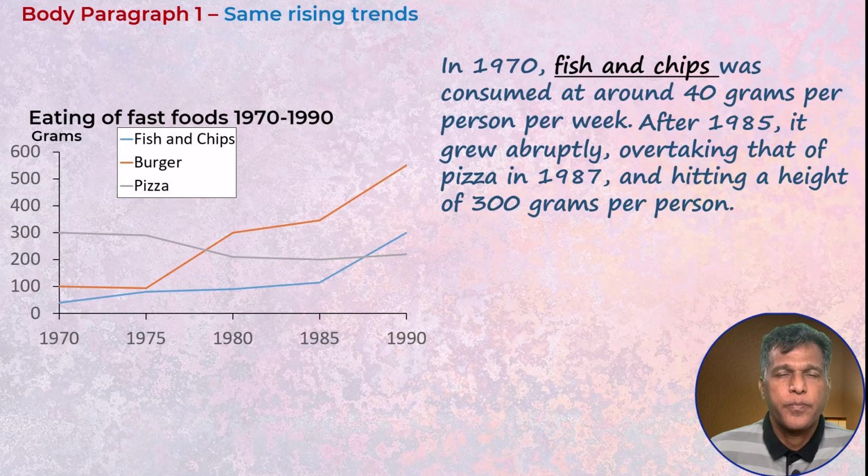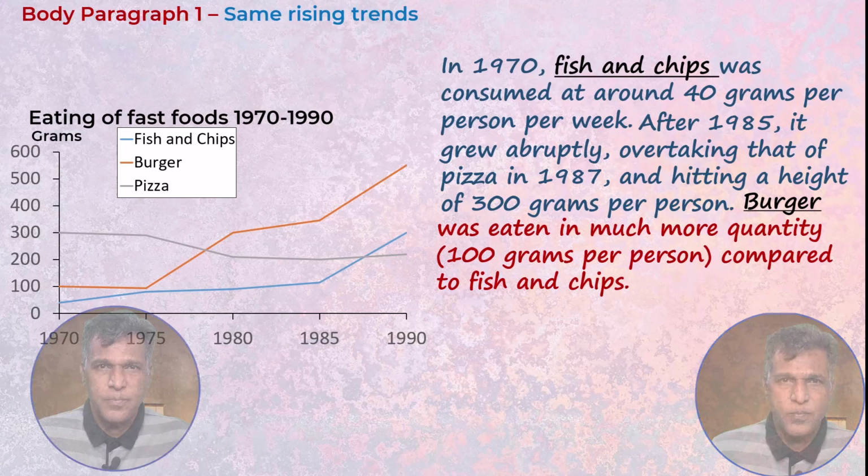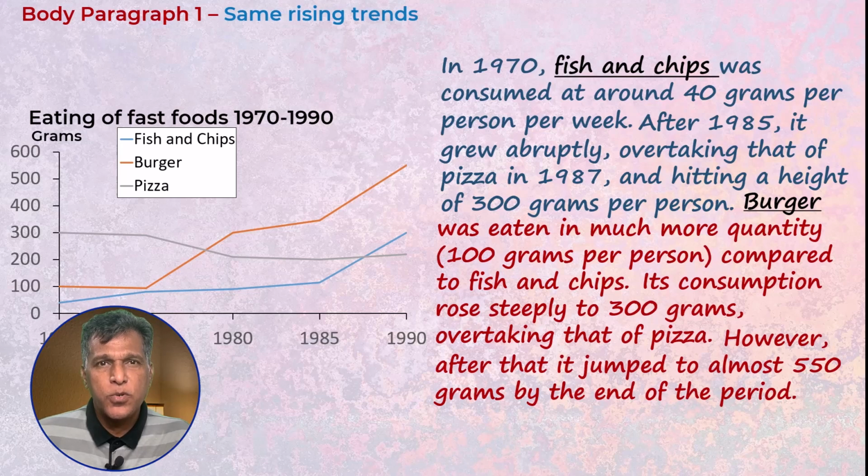Now burger. In 1970, burger was eaten in much larger quantity, 100 grams per person, compared to fish and chips. Middle change. Its consumption rose steeply to 300 grams, overtaking pizza. Now end value. It then jumped to almost 550 grams by the end of the period. So in this paragraph, we covered starting, middle, and end values for both increasing trends.